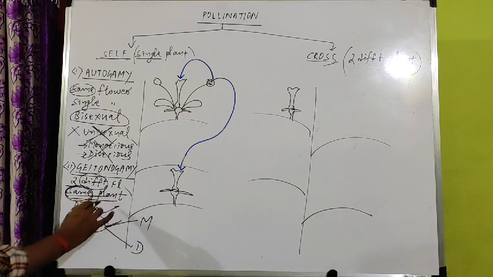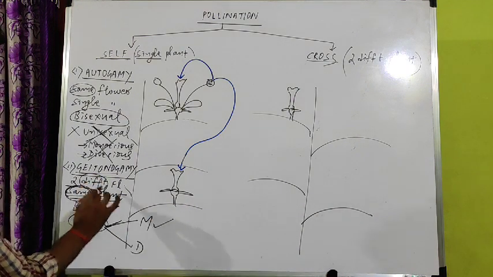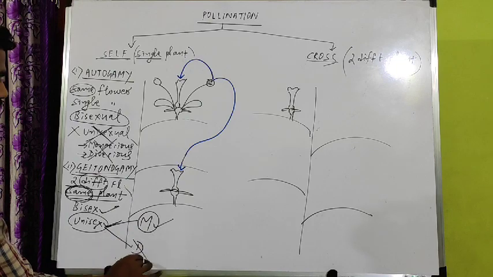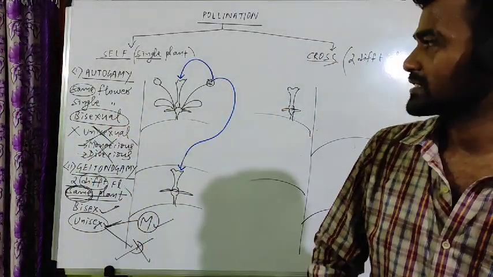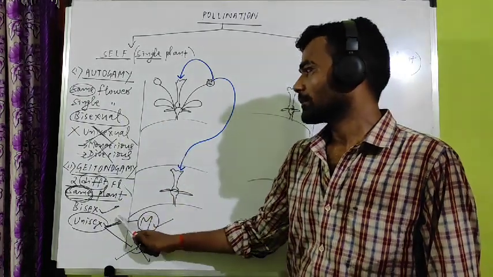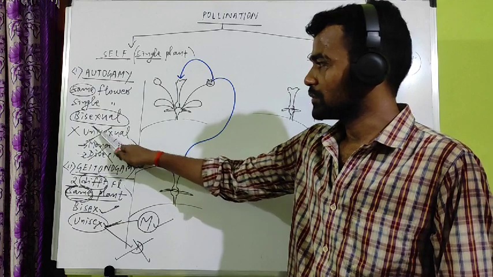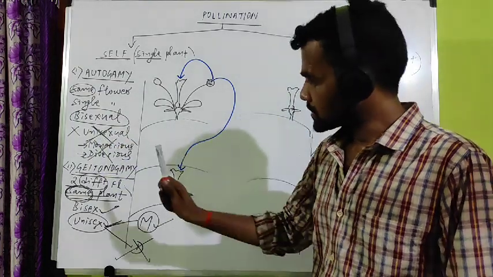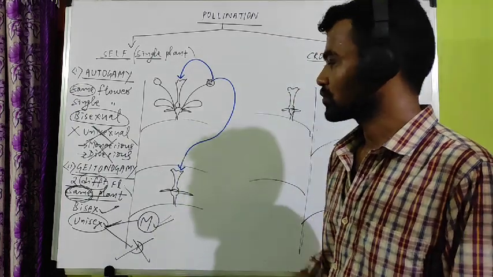flower of same plant. Same plant means a single plant, and a single plant means monoecious. So that's why geitonogamy only takes place in monoecious. There is no chance in dioecious. So this is the most important difference between autogamy and geitonogamy. Autogamy cannot occur in unisexual, but geitonogamy can take place in unisexual, and only monoecious can show.